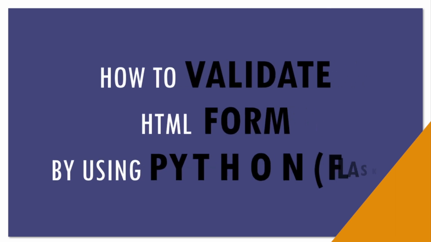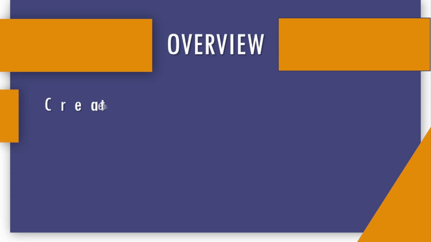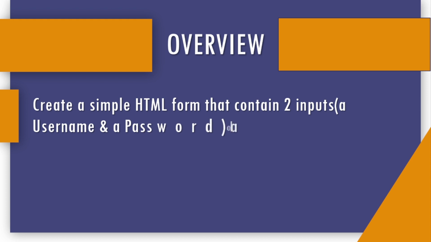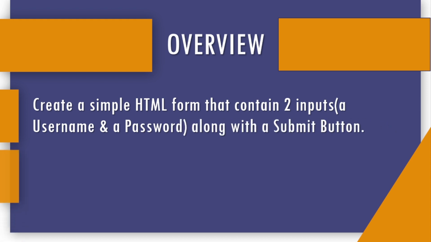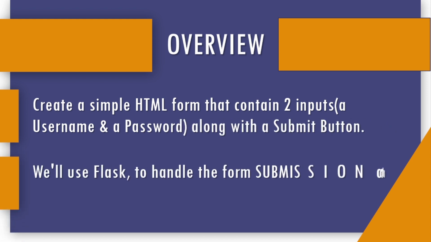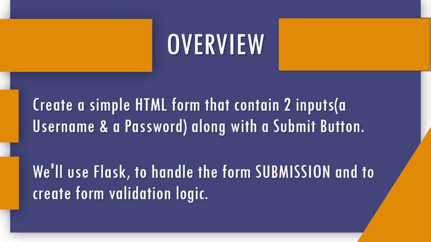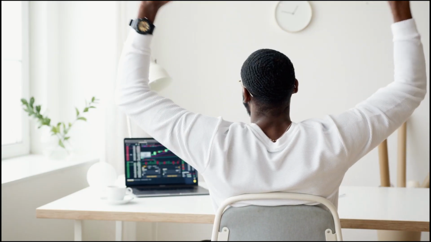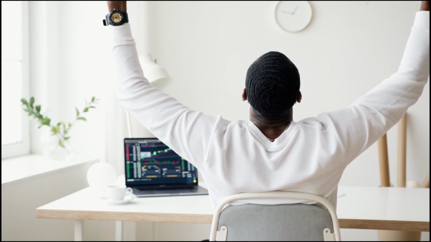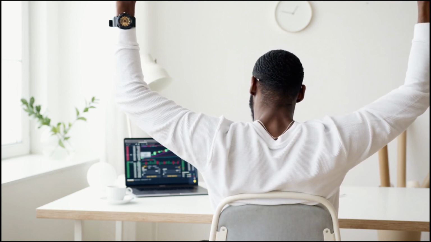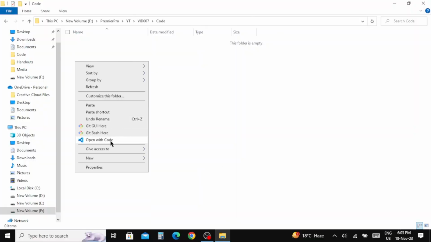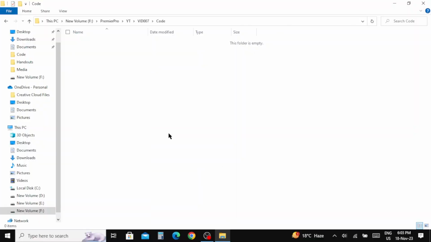In this tutorial, we'll be learning how to validate an HTML form by using the Python framework Flask. Before we begin, let's have a quick overview of what we'll be covering in this video. We're going to create a simple HTML form with two input fields, username and password, and of course a submit button. Then, we'll use Flask to handle the form submission and input validation logic. By the end of this tutorial, you'll have a solid understanding of how to validate an HTML form using Flask. So, if you're ready to dive into the code, let's get started.